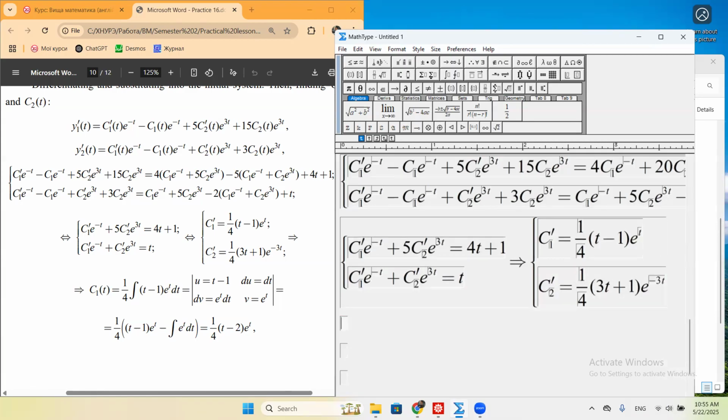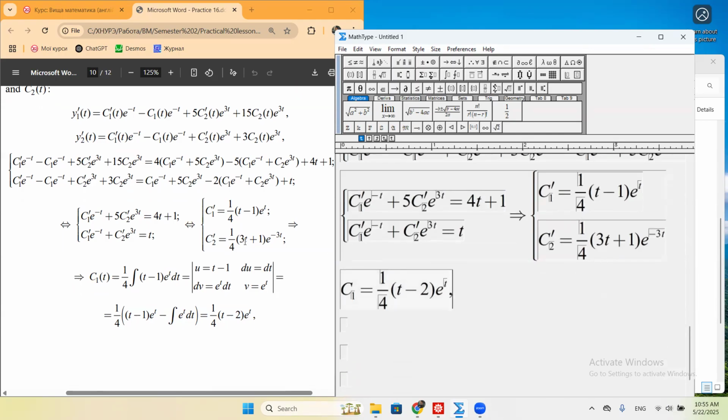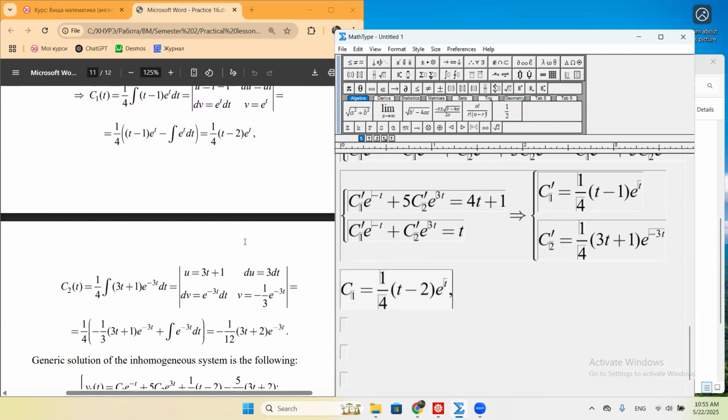Then after the integration, I will receive that C1 will be equal 1 over 4 (t minus 2) e to the power of t, and C2 will be equal minus 1 over 12 (3t plus 2) e to the power of minus 3t.